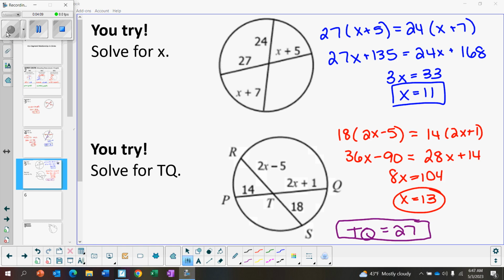All right, so for the first problem, we have 27 times (x plus 5) and 24 times (x plus 7). We get x is 11. For the second one, I have 18 times (2x minus 5) and 14 times (2x plus 1). We get x is 13. And when I substitute that back in to find TQ, 2 times 13 plus 1, TQ is 27.